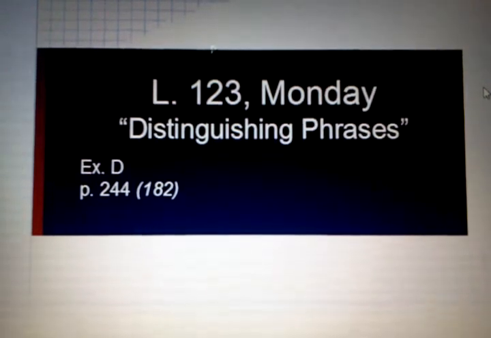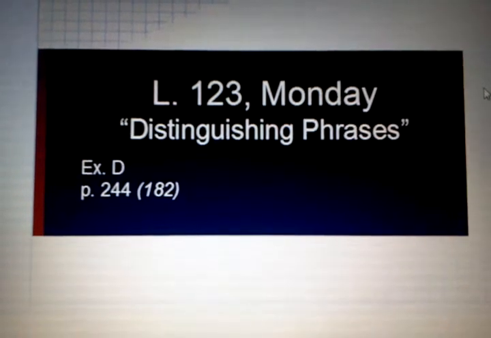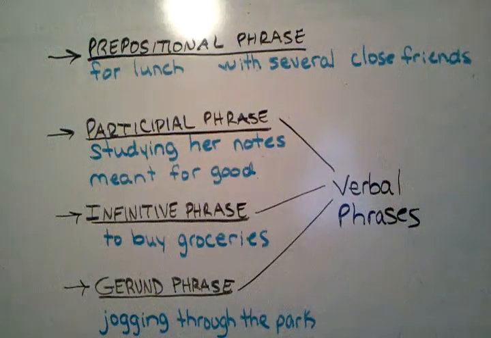This lesson is for Monday, lesson 123, and we're doing page 244 in the 5th edition book, page 182 in the 4th edition book. Exercises D and E are assigned for today. Exercise D wants us to find different types of phrases. It's called distinguishing phrases. It wants us to distinguish them or tell them apart one from another.